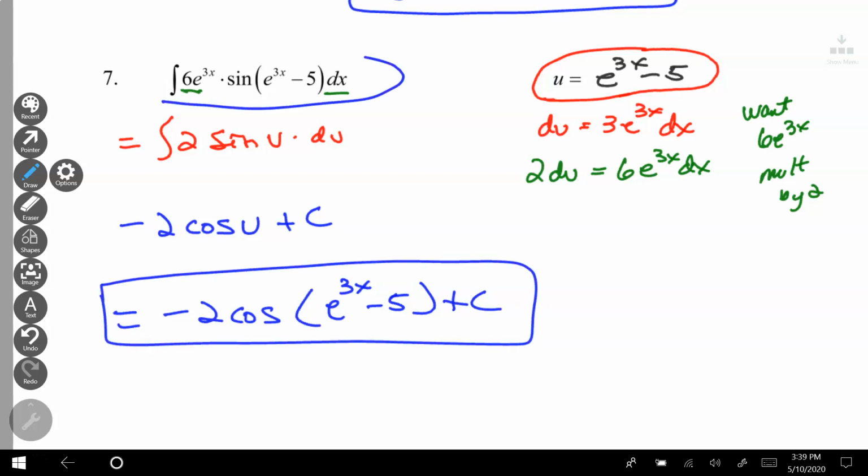Again, this looks very complicated to begin with, but at the end, we figure out a nice simple u substitution to clean things up. It got rid of a lot of things that were in the way.